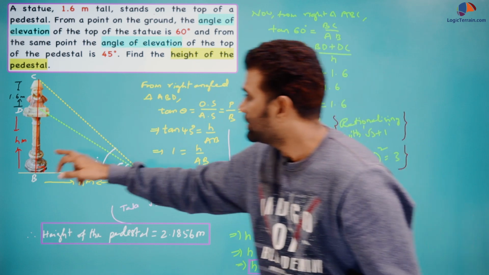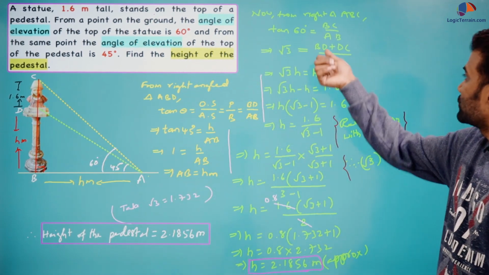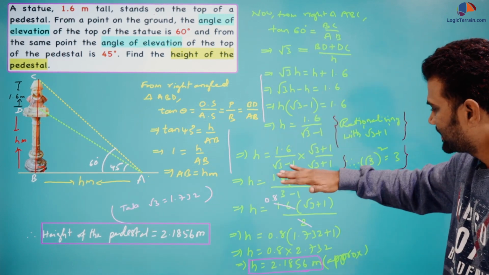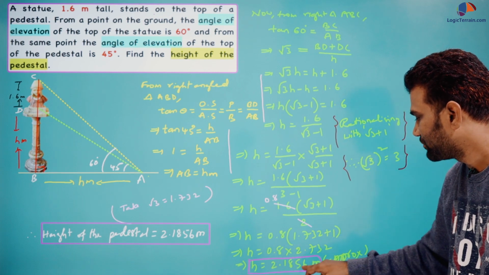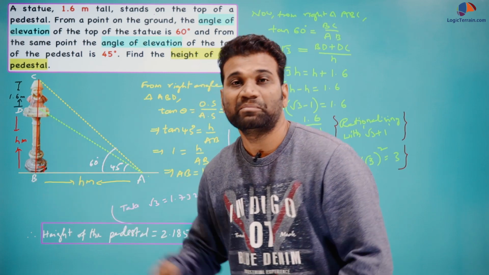We know BC is nothing but BD plus DC, right? So BD plus DC upon AB, that is h. We have done some manipulations here, and finally we have got h equals 2.1856 meters approximately. So what is h? That is the height of the pedestal.